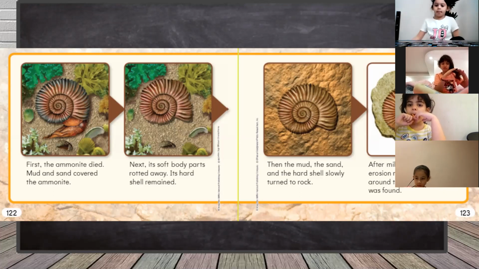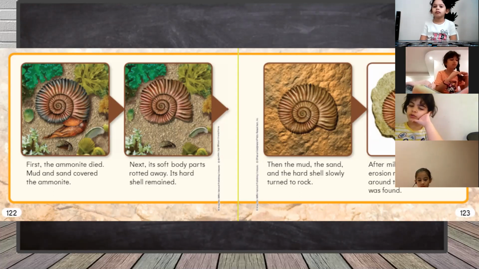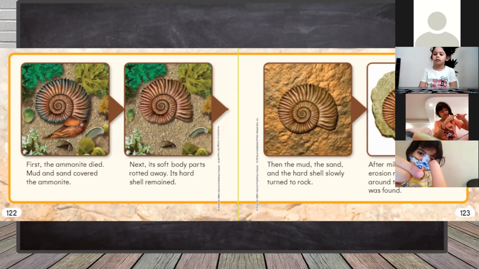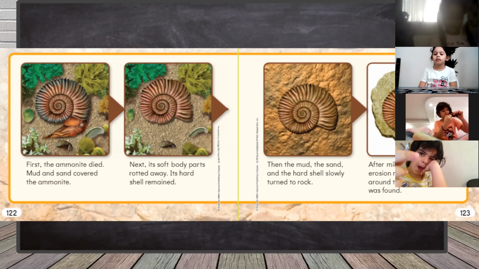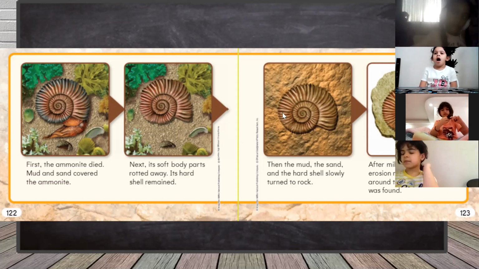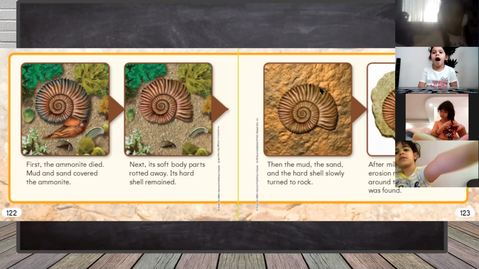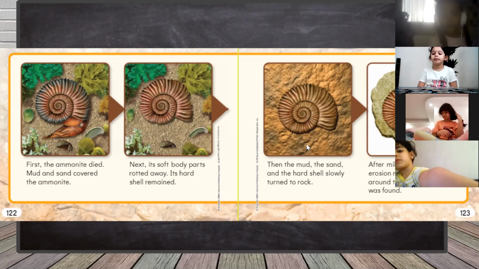Okay? Then the third step is that the mud, the sand, and the hard shell slowly will turn to rock. So the mud, sand, and the hard shell will slowly turn to a rock. Can you see? Over here, the third picture on page 123.